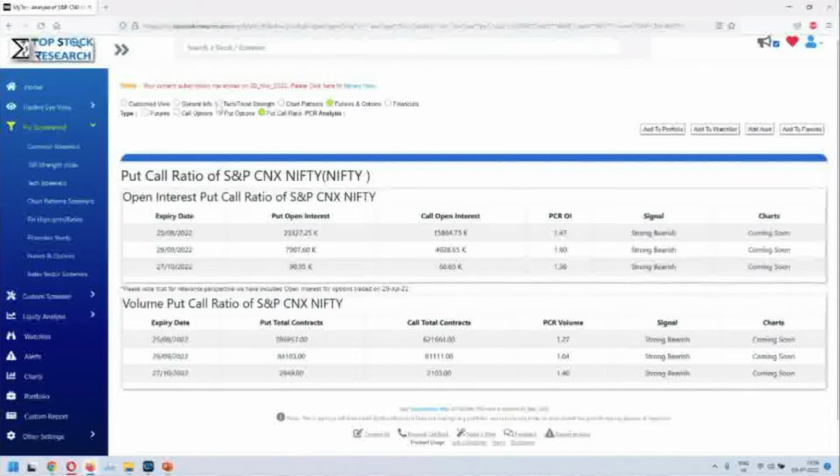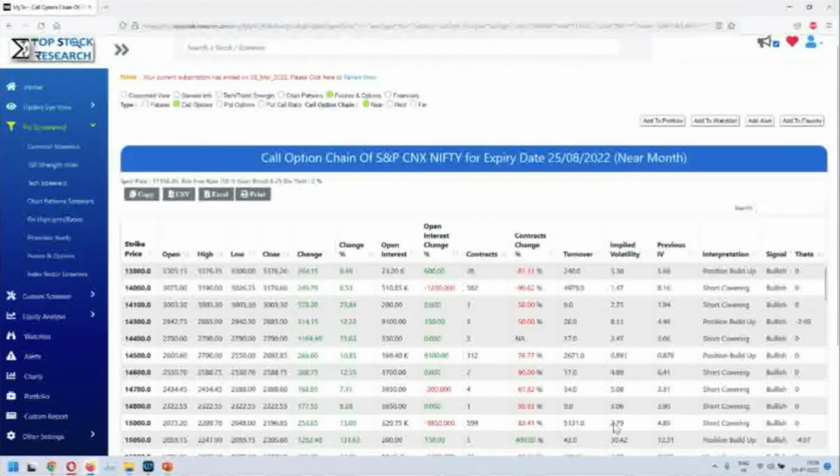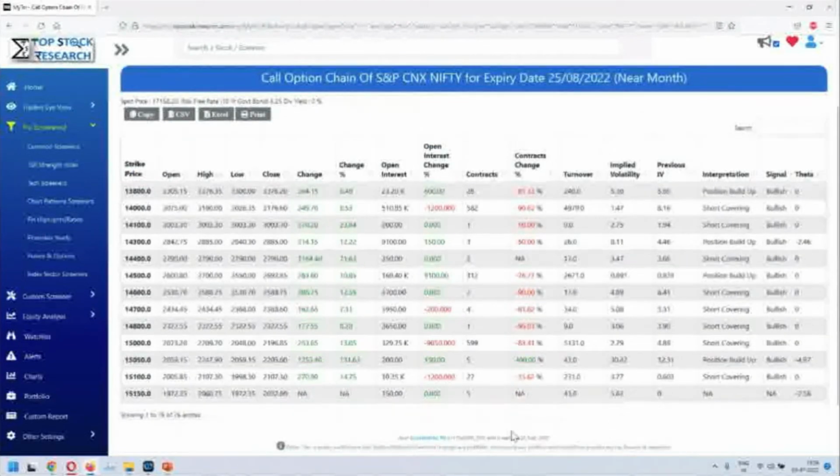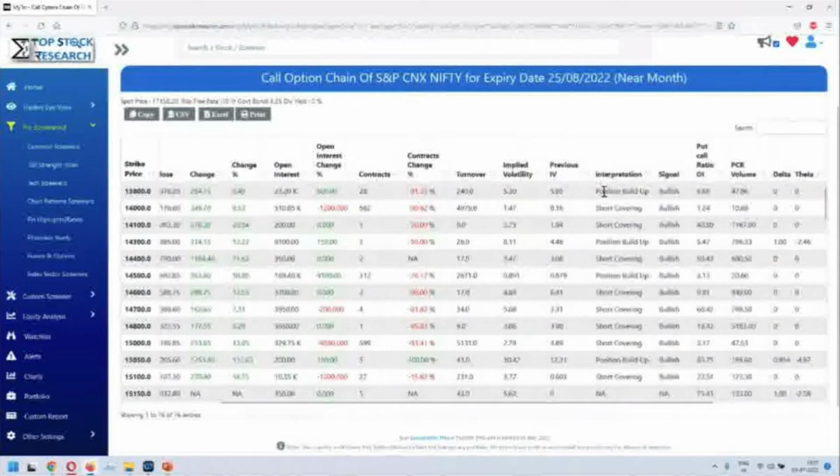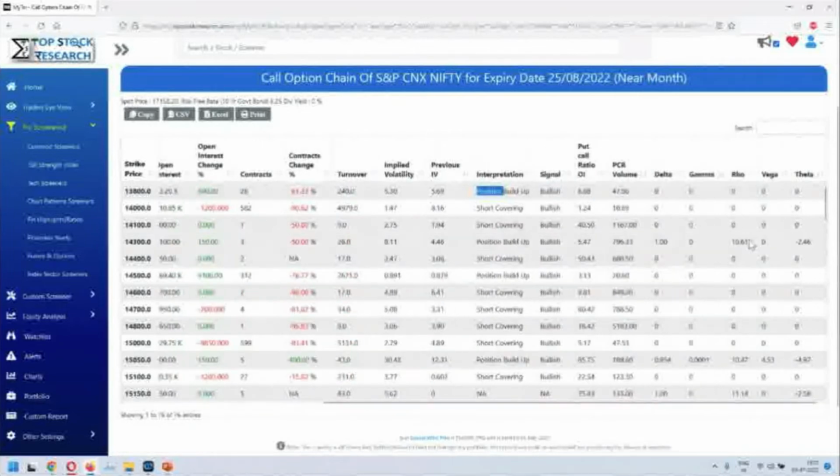Particularly this thing, you can look at the option chain. Apart from the standard option chain, what we do is we provide you some of the basic interpretation. Like this is where the position build-up is, short covering on this one. What is the Greek? Basically gamma, rho, theta, vega.